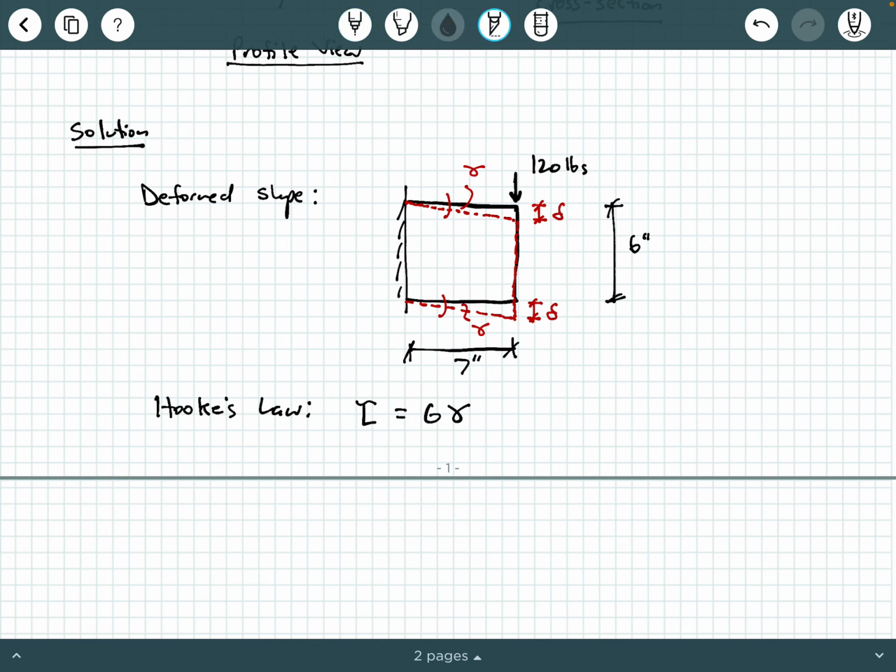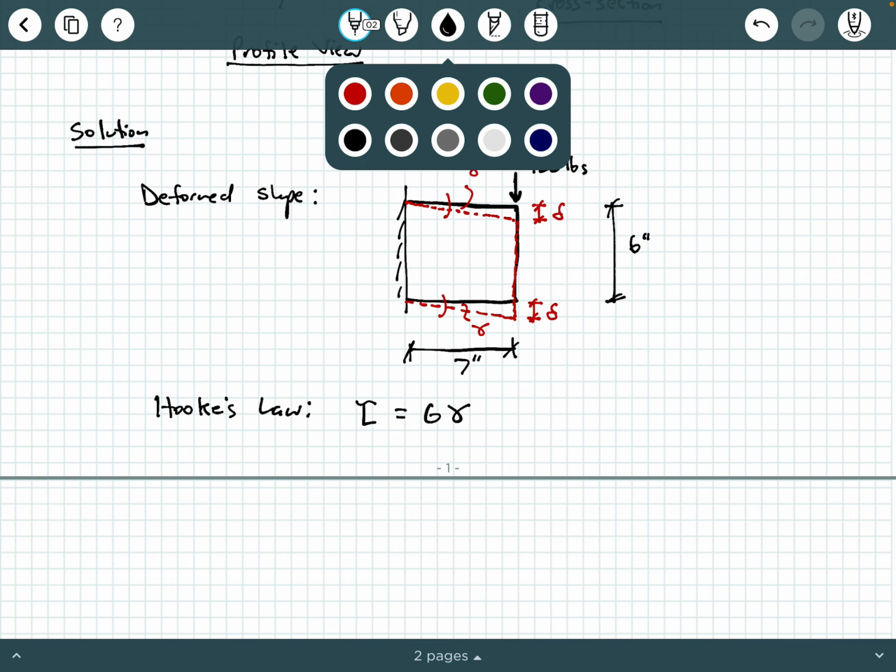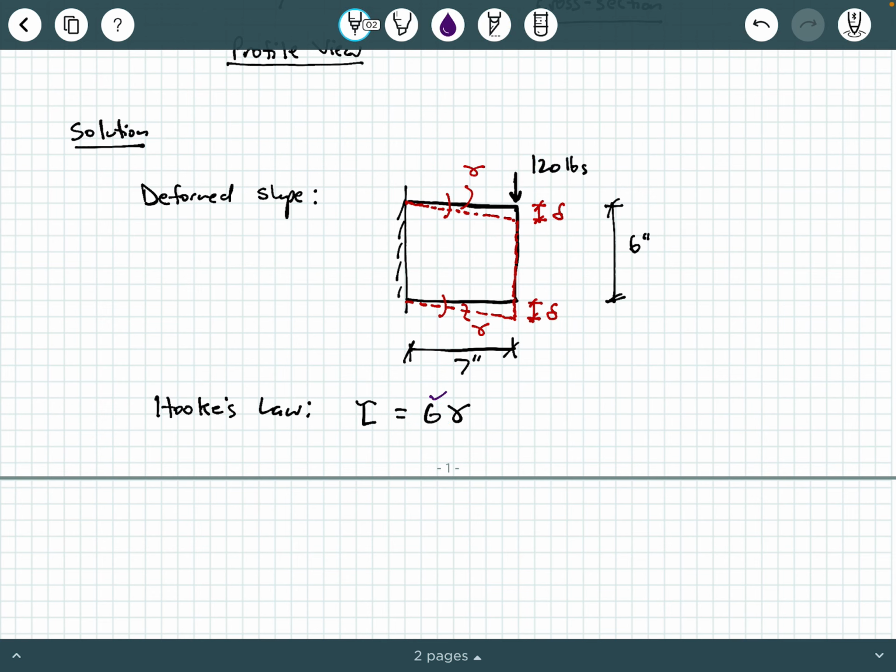Tau is shear stress, G is shear modulus, which we know, so we can check that off. We know shear modulus, that was given to us in the problem statement. And then gamma is shear strain, okay? It's a shear strain value in radians, and that is the same gamma that we've drawn on our diagram here, okay? So that's Hooke's law. Now, the next thing we need to do is figure out how do we relate gamma to delta. Well, to do that, we can apply small angle theory, okay? So what does small angle theory tell us?